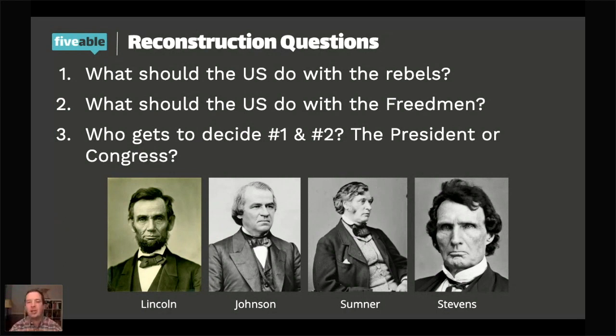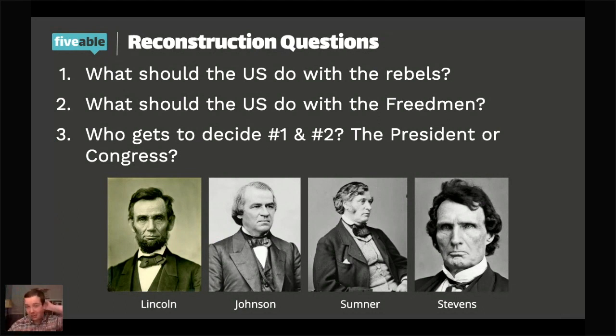Johnson is a Southern Democrat who was loyal to the Union. That's why he's taken by Lincoln to be part of his Union Party ticket that brings the country together in 1864. But when Lincoln gets shot, Johnson takes over Reconstruction, and that's not good.